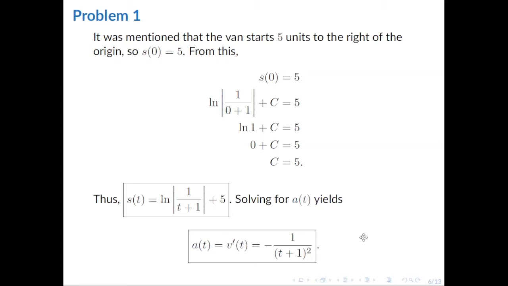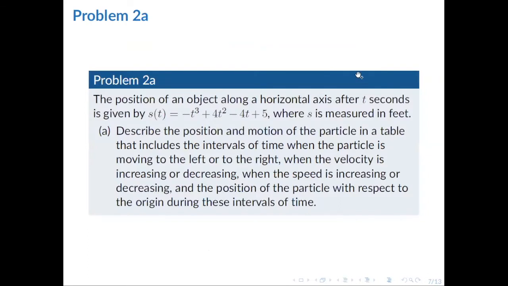Solving naman dun sa ating A of t, so i-differentiate lang natin si V of t. Ang makukuha natin is negative 1 over the square of quantity t plus 1. So ito na siya. Ayan. Sana maliwanag sa inyo yung problem number 1. Proceed tayo sa problem number 2.